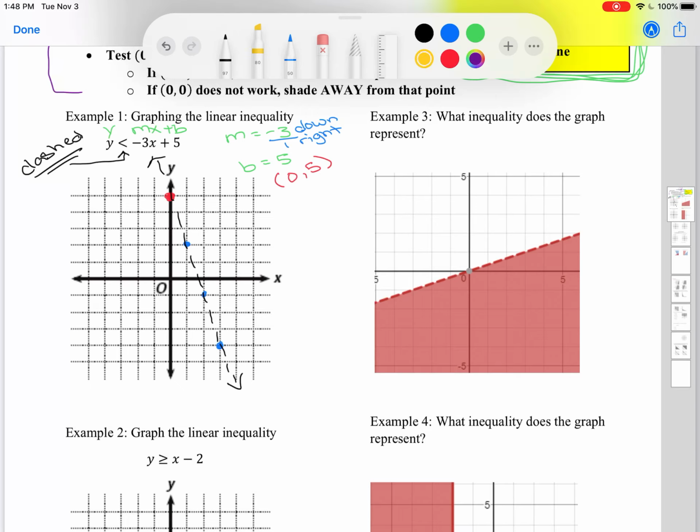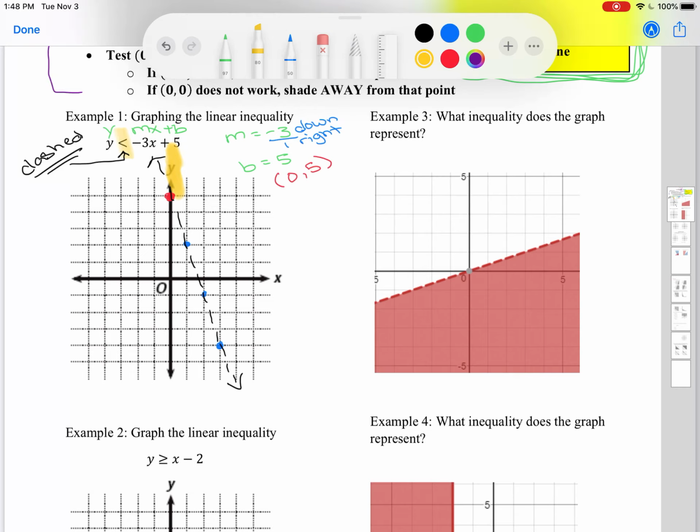Now we have to do the second part, the shading part. Well, we have to figure out, is it everything less than that line or everything above that line? Less than is everything below, above is everything greater. All right, we'll go back to the original. It said y is less than -3. And think about your values on y really quickly.